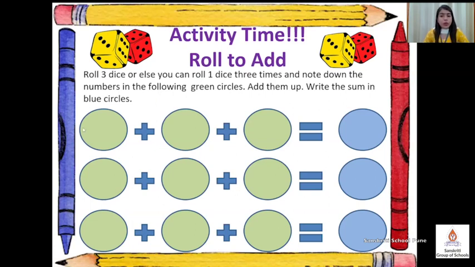Then again you are going to roll the dice. Suppose you get 5 this time. So you are going to write the number in the second circle and again you are going to roll the dice and whichever number you get, you are going to note down in the last circle and then add the numbers and whatever answer you get, you are going to write in the blue circle. So you have to repeat this game thrice, that is 3 times. So note down the numbers carefully and also try to add them without any errors.